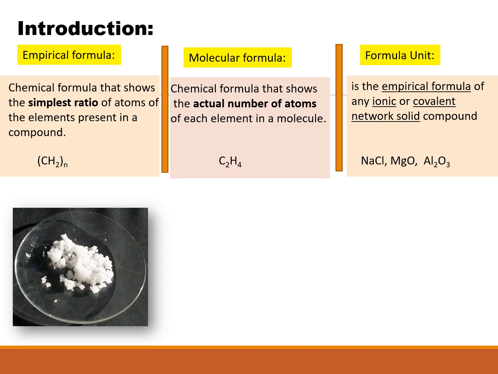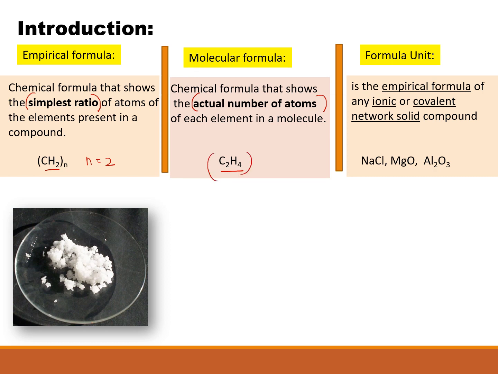Empirical formula is the simplest ratio of atoms of elements present in a compound. Let's say CH2. This is the simplest ratio for a certain molecule. So what is a molecular formula? Molecular formula is the chemical formula that shows the actual number of atoms of each element in a molecule. Let's say n equals 2, so CH2 becomes C2H4. So this is the actual number of atoms.